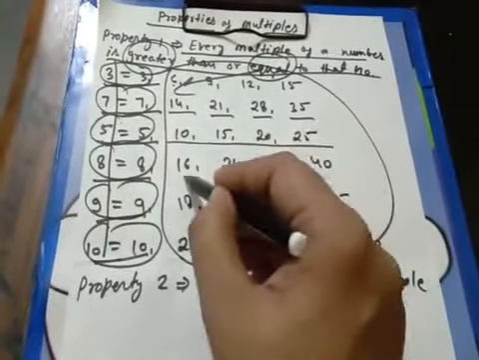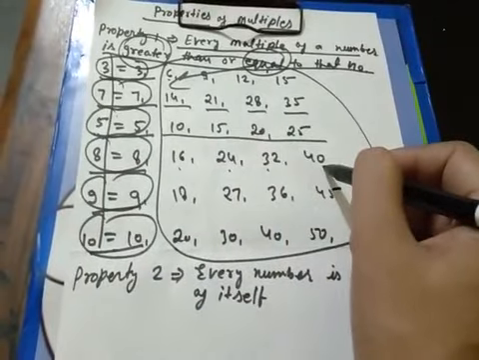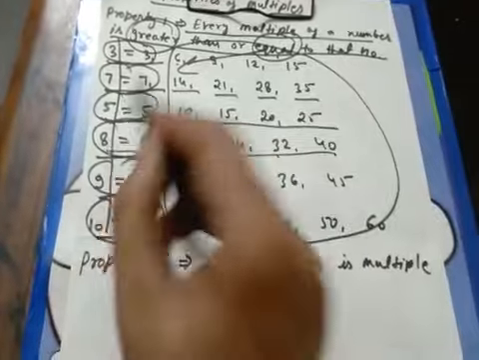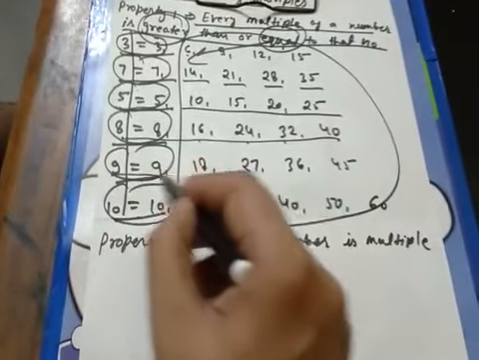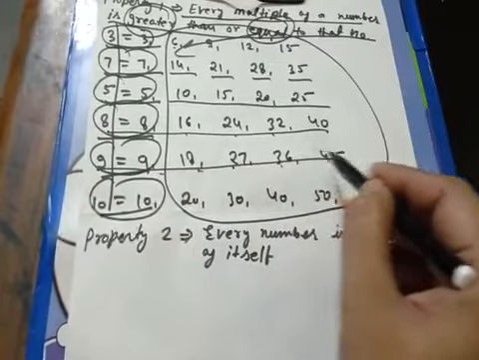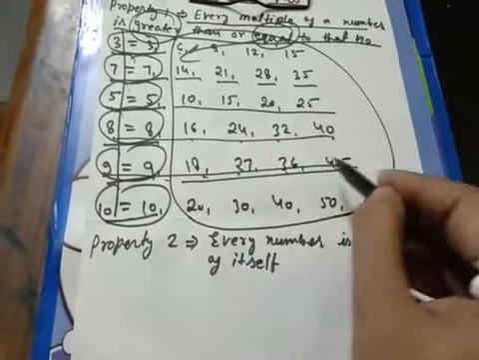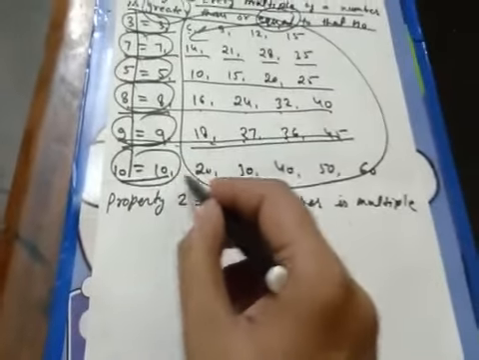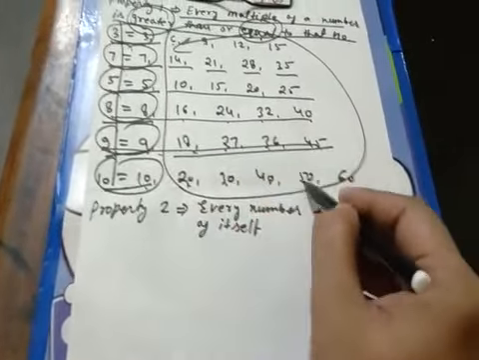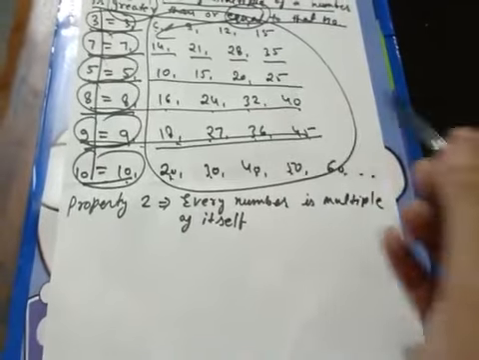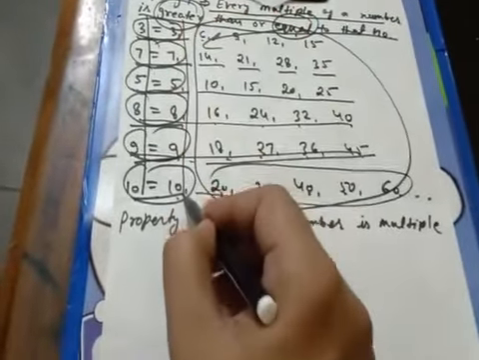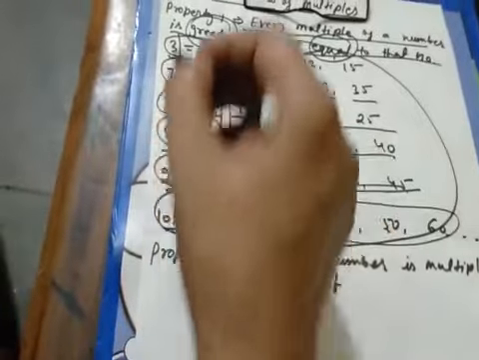In the same way, 16, 24, 32, 40 are the multiples of 8, and all these are greater than 8. Multiples of 9 are 9, 18, 27, 36, 45, and these are greater than the given number. In the same way, 10 also has 10, 20, 30, 40, 50, 60 and so on. But remember, all the multiples are greater than 10, and no multiples are smaller than the given number.